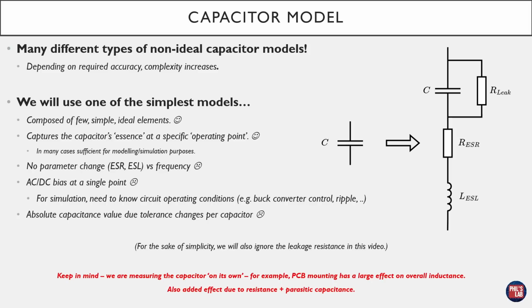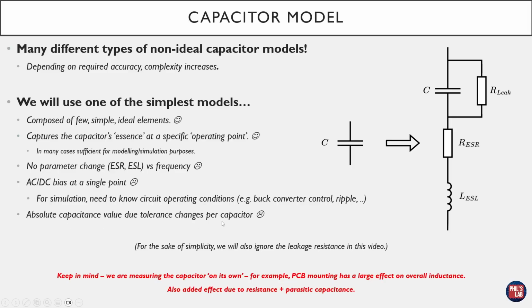Unfortunately, this model, as simple as it is, has some downsides. For instance, there are no parameter changes versus frequency, so the ESR and the ESL values are fixed for one specific frequency. We've computed the capacitance effect due to AC and DC bias only at a single point, again, which means for simulation we need to know the circuit operating conditions, and we don't really take into account the absolute capacitance value due to tolerance changes.